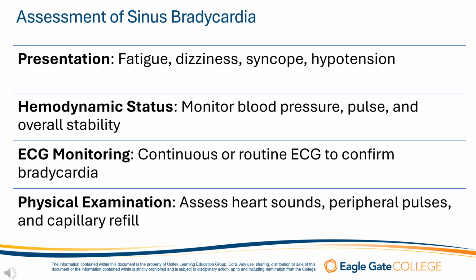Conducting a thorough physical examination is a key component of assessing sinus bradycardia. Begin by auscultating the heart to evaluate heart sounds, noting any abnormalities such as extra beats, murmurs, or irregular rhythms. Next, assess the peripheral pulses, including the radial, brachial, and pedal pulses to check for strength and regularity. Weak or absent pulses can indicate poor perfusion.